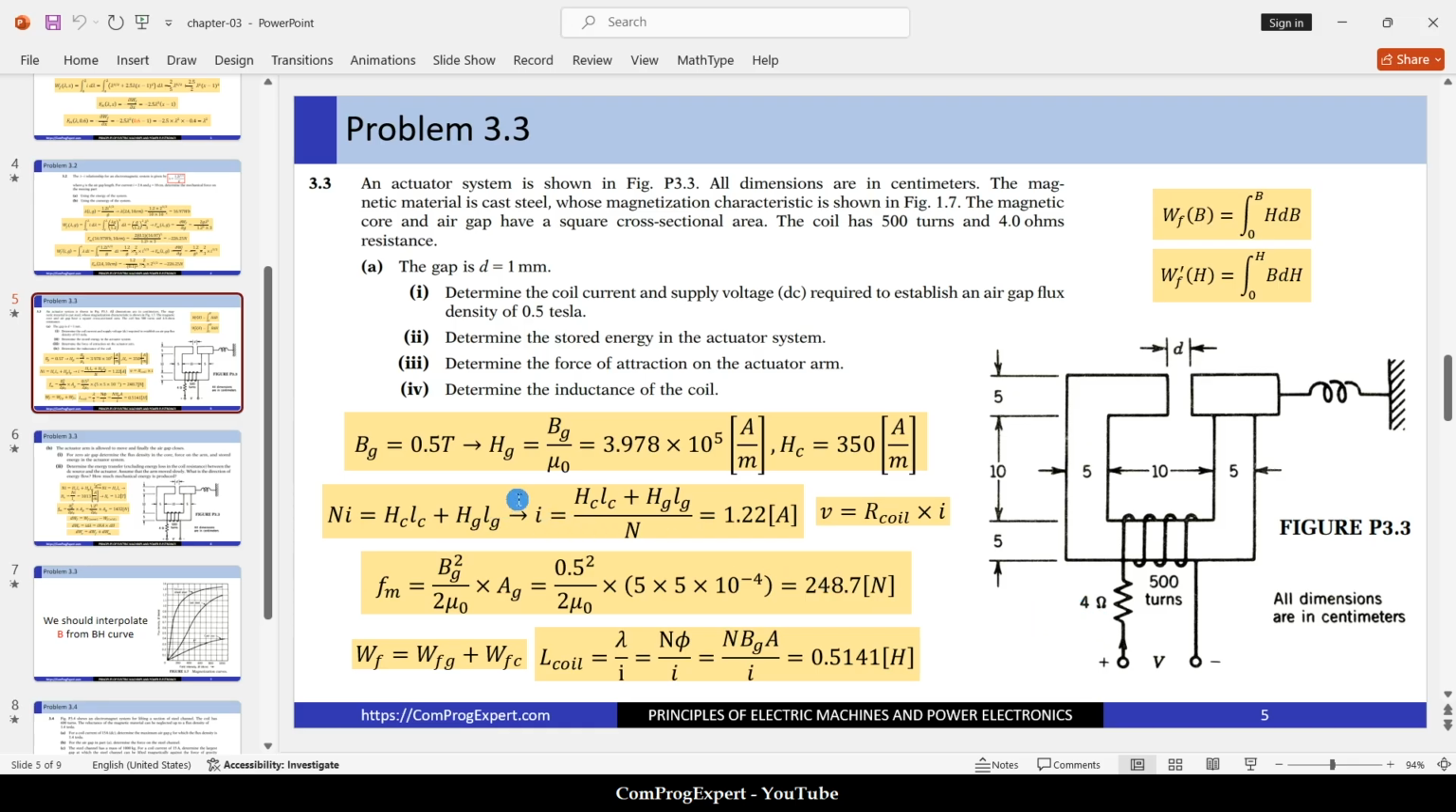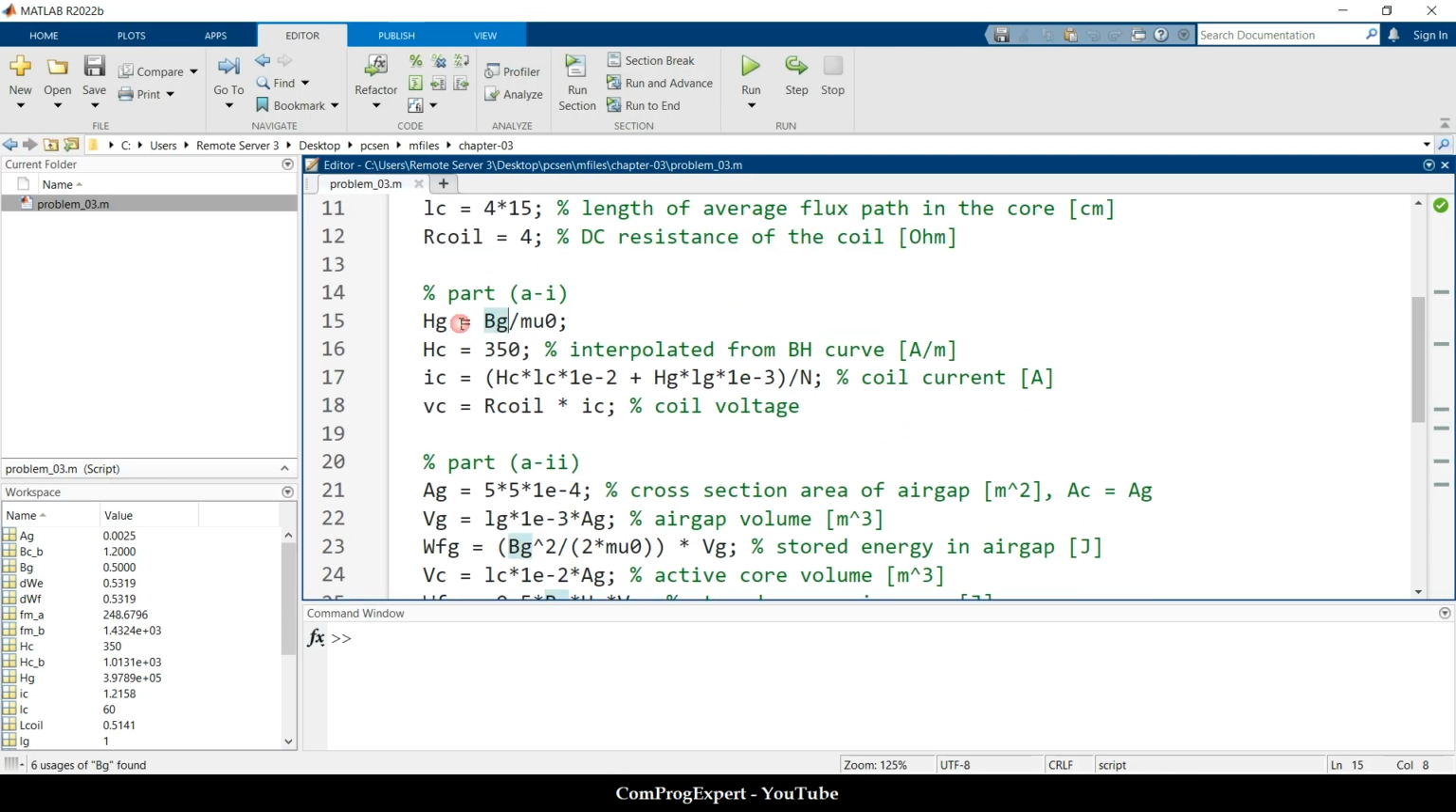So we can calculate the required current using this equation. If you replace the numbers, the value of the current will be 1.22 amps. Here, this is the H gap, that is B gap divided by mu 0. This is the magnetic field intensity in the air gap. The unit is ampere per meter. The value of Hc is 350, interpolated from the BH curve.